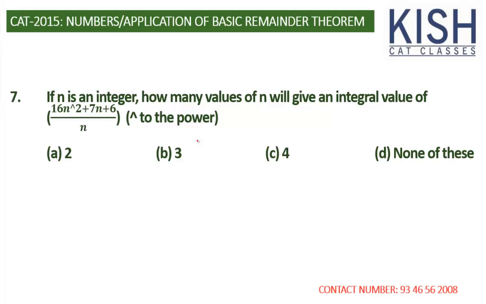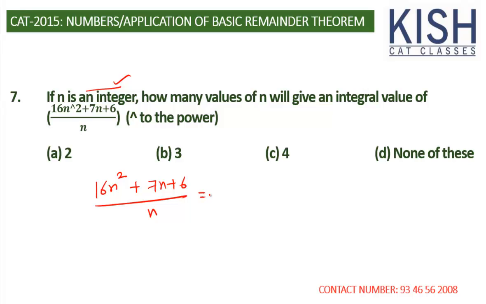Let's solve question number 7. If n is an integer, how many values of n will give an integral value of some expression is given. So n is an integer, any integer. Now the expression is (16n^2 + 7n + 6) by n. This must be very simple.